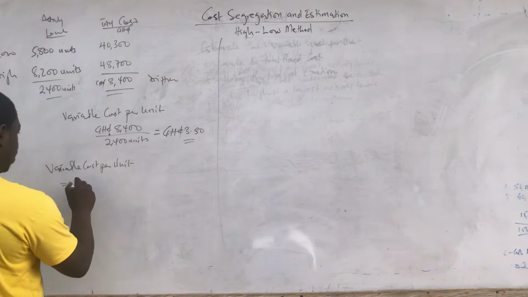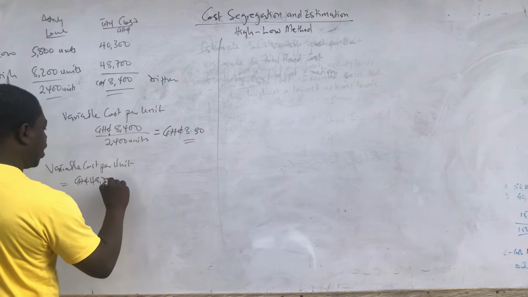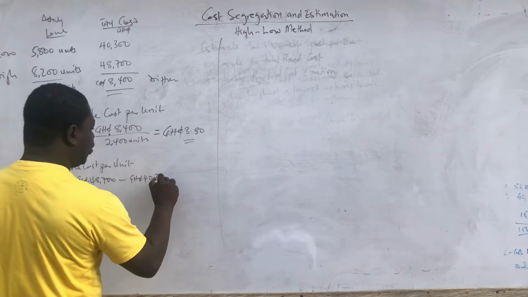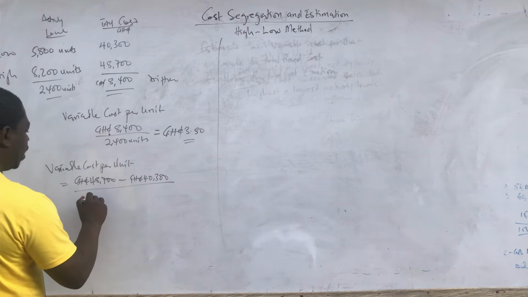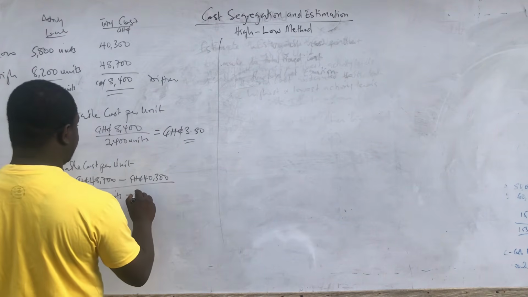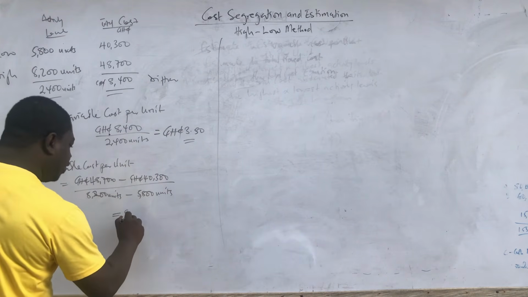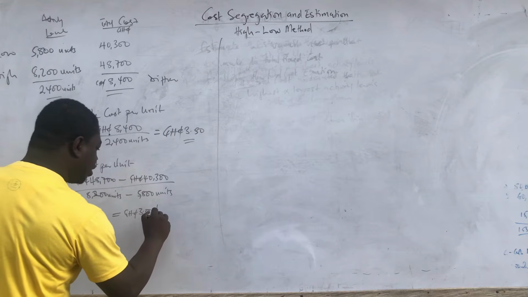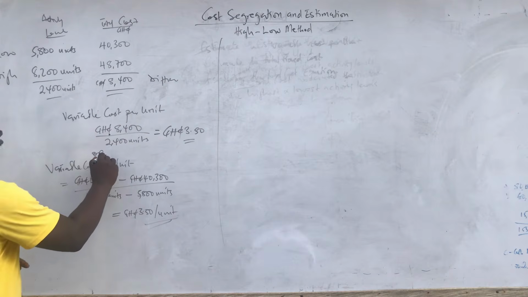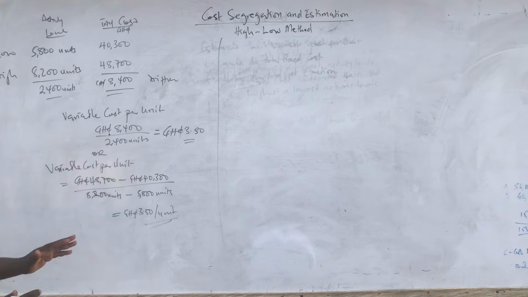equals to 48,700 minus 40,300 all over 8,200 units minus 5,800 units. And that would have still given us 3 cedis, 50 pesewas per unit. And so this is an alternative way. You either do it this way or you can go this way. And whichever way that you go, your answer is the same.